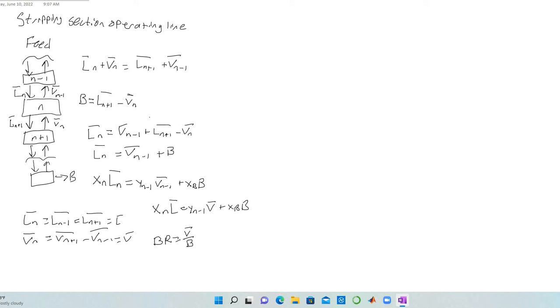We want it in a y equals mx plus b type form. So first we're going to divide everything by this V term. So we're going to have xn L over V is going to equal yn minus 1 plus xB B over V. So yn minus 1 equals xn L over V, put parentheses, minus xB B over V.